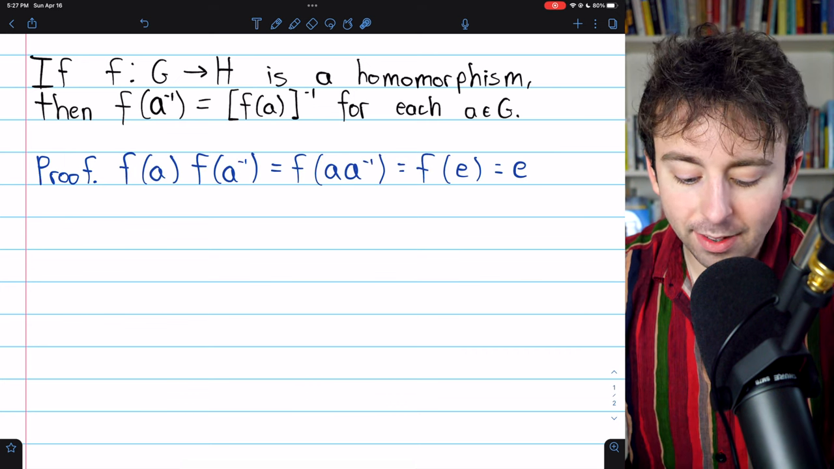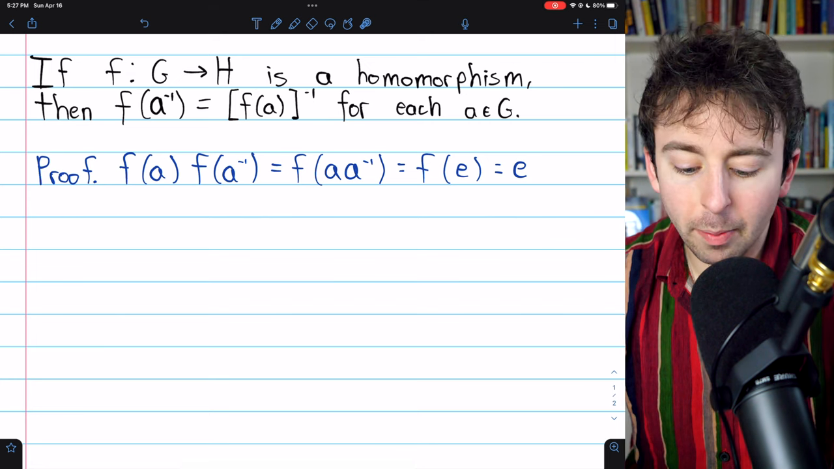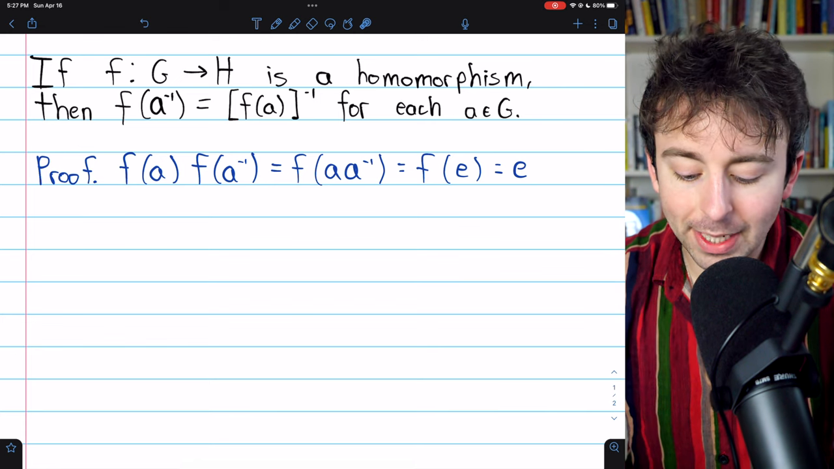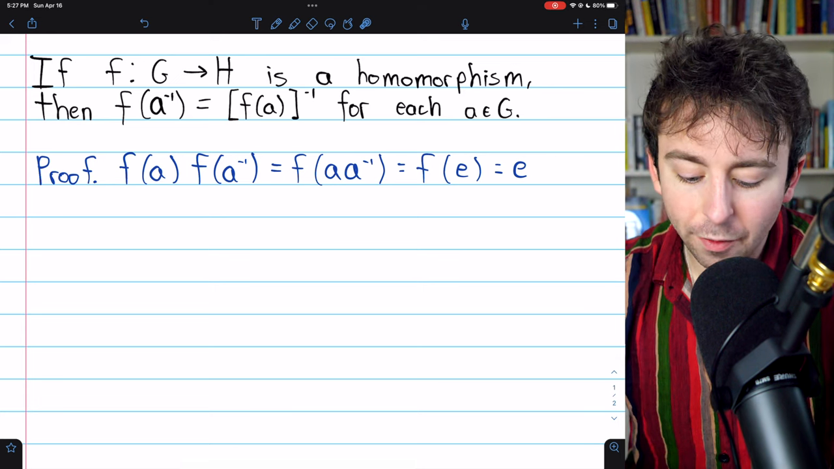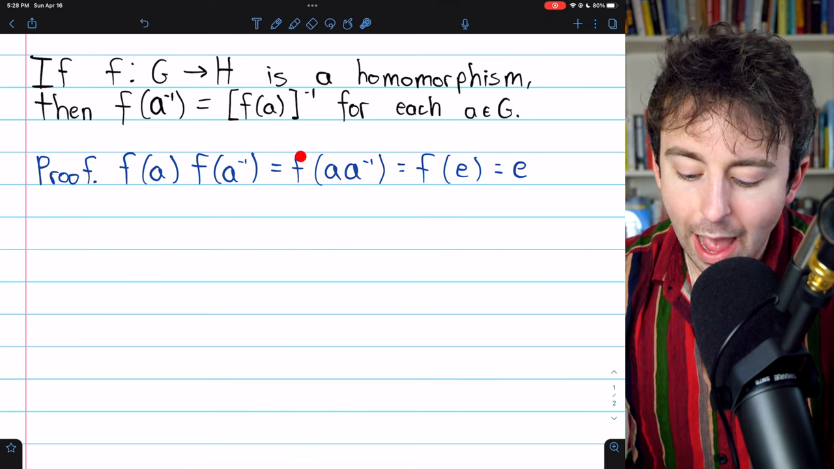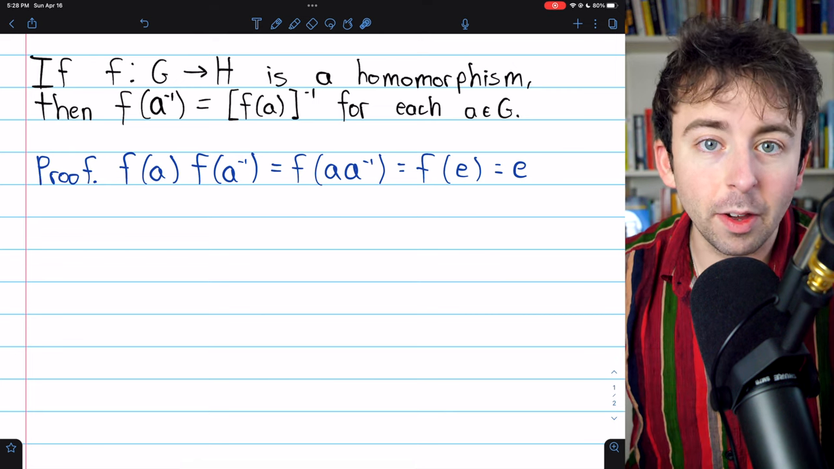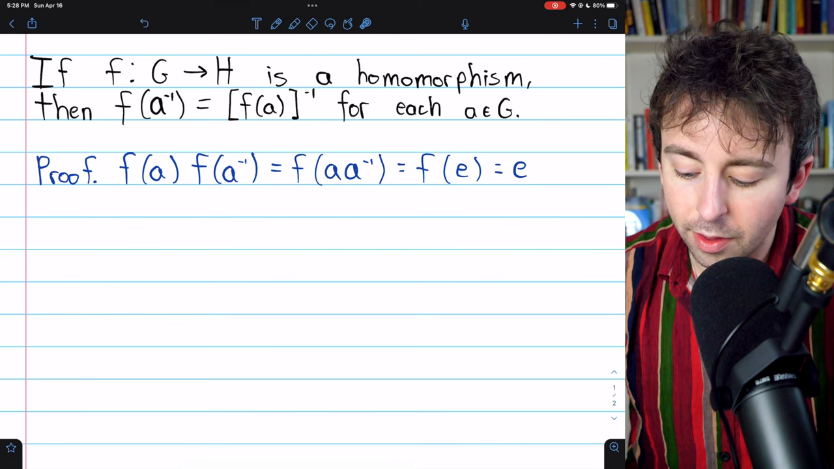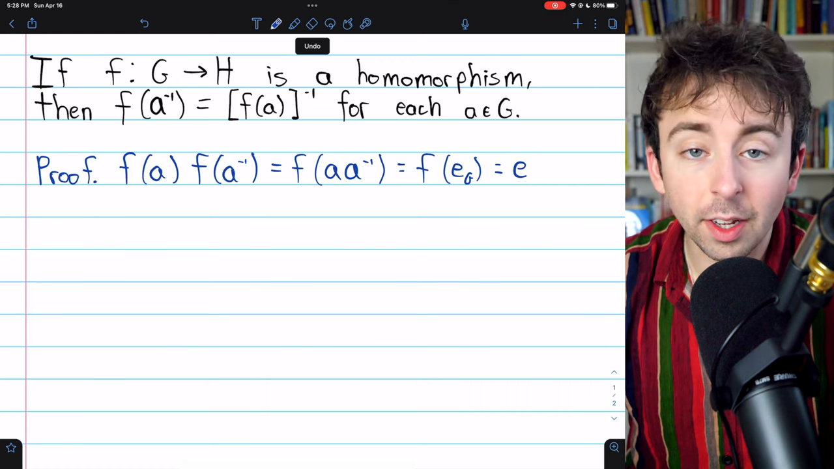We'll begin the proof by considering f of a times f of a inverse for some arbitrary element a from the domain group G. Of course, it's a group, so for any element a, there does exist an a inverse. Then by definition of f being a homomorphism, f of a times f of a inverse is equal to f of a times a inverse. But then by definition of an inverse element, this is equal to f of the identity. This, of course, is the identity of G, since a and a inverse come from G.